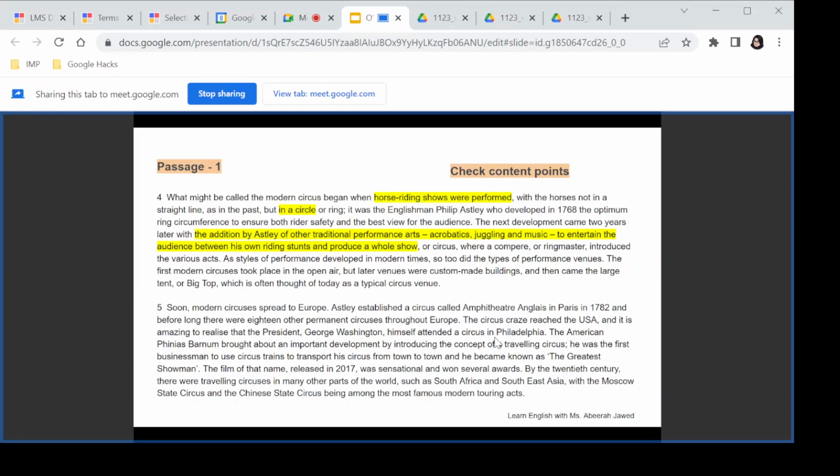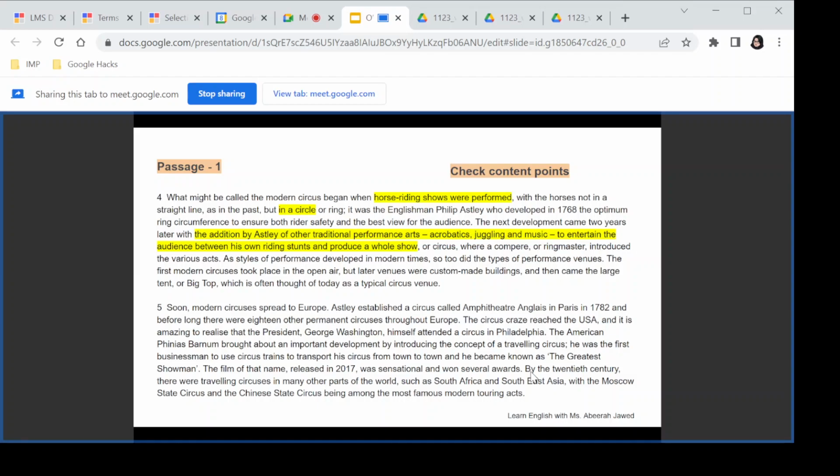We've got no point as such here. It is reaching the USA. The custom spread. It spread to Europe. Another point. Then the circus reached the US. Another point. Then we have the traveling circuses. Perfect. And after that, South Africa, Southeast Asia. I think we've got three points from paragraph number 5.